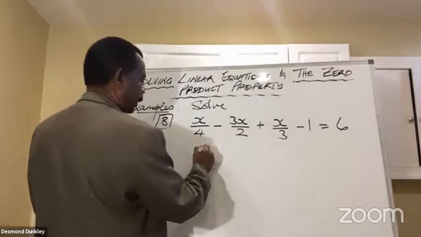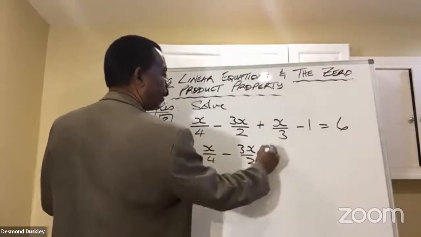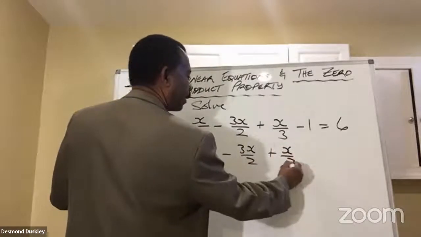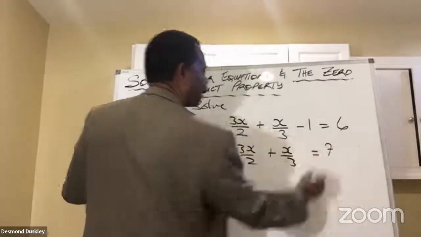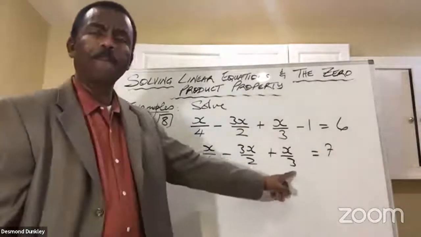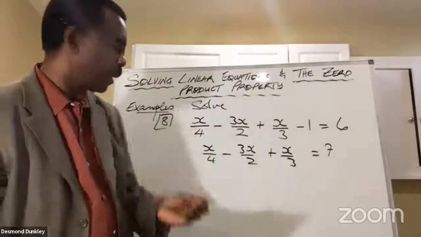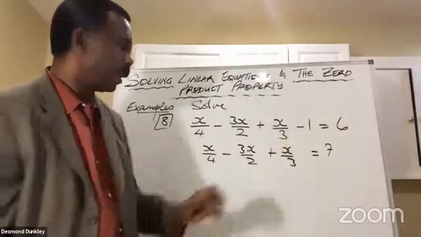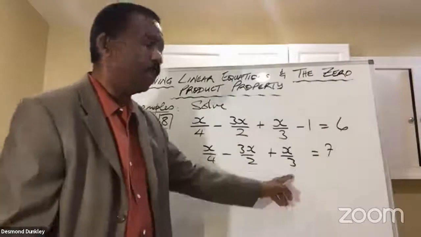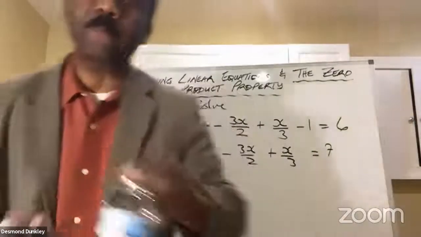So x over 4 minus 3x over 2 plus x over 3 equal to 7. What is the common denominator for 4, 2, and 3? What is the smallest number that 4 can go into, 2 can go into, and 3 can go into without a remainder? The answer is 12.